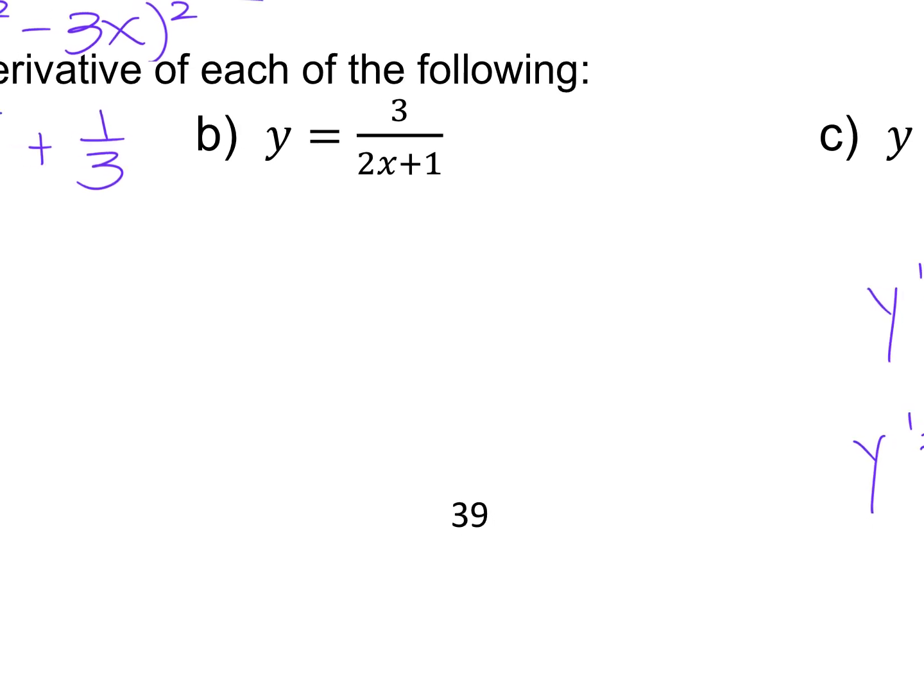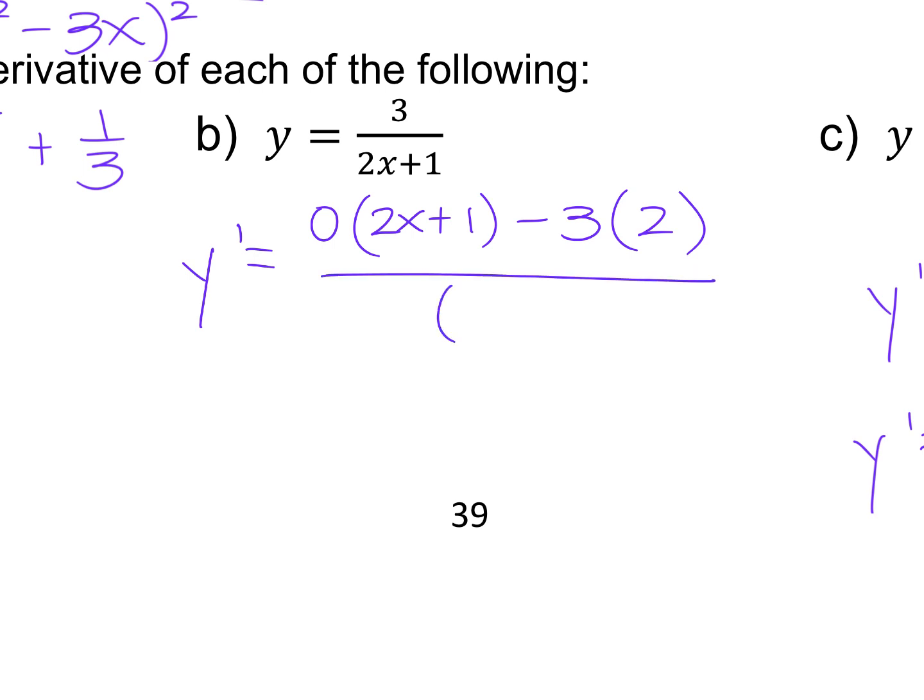You do have to be careful with quotient rule on this one, only because the top is so simple. So when I go through my quotient rule, again, if I'm using my language, I start with derivative of the top. What is the derivative of the top? 0 times the bottom minus, in my language, the top times the derivative of the bottom. What's the derivative of the bottom? 2, all over the bottom squared.